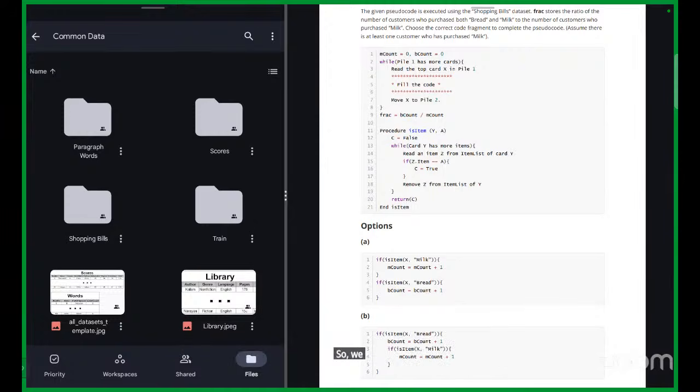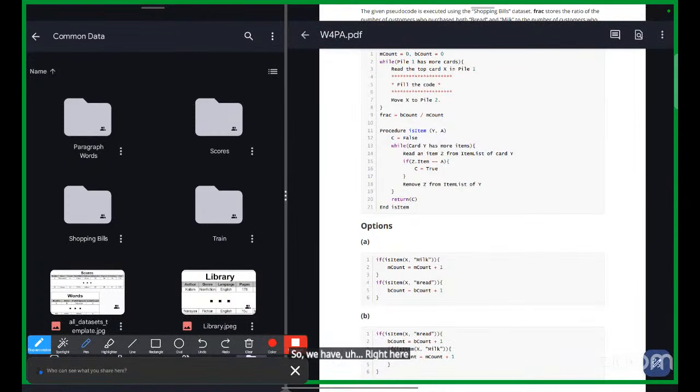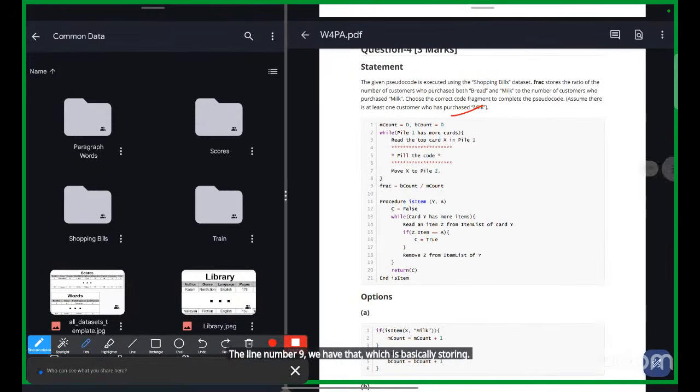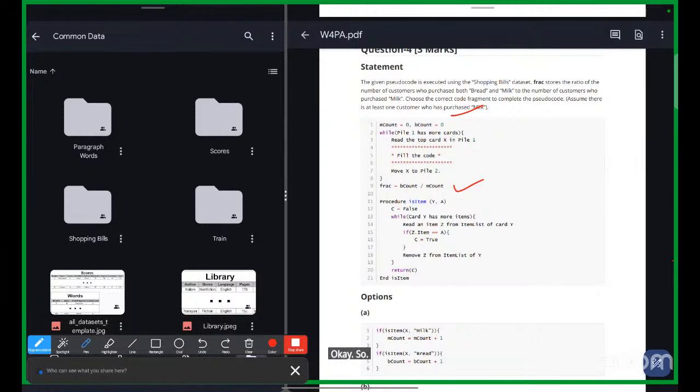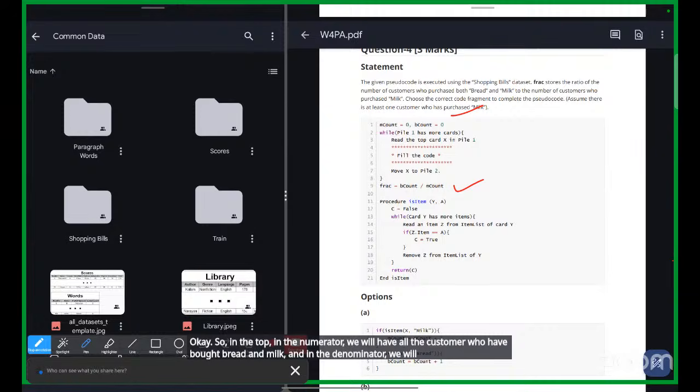So we have track here. In line number 9, we have track, which is basically storing the fraction of customers who purchased both bread and milk to the count of the number of customers who purchased just milk. So in the numerator, we will have all the customers who have bought bread and milk, and in the denominator, we will have all the customers who bought just milk.